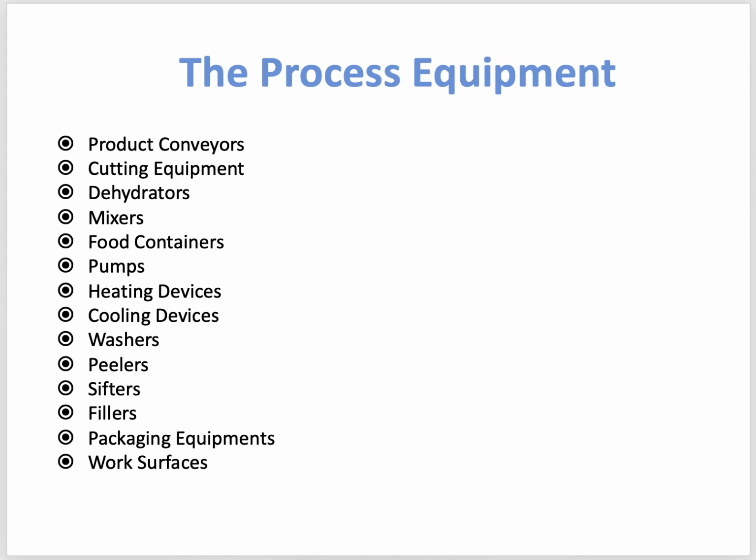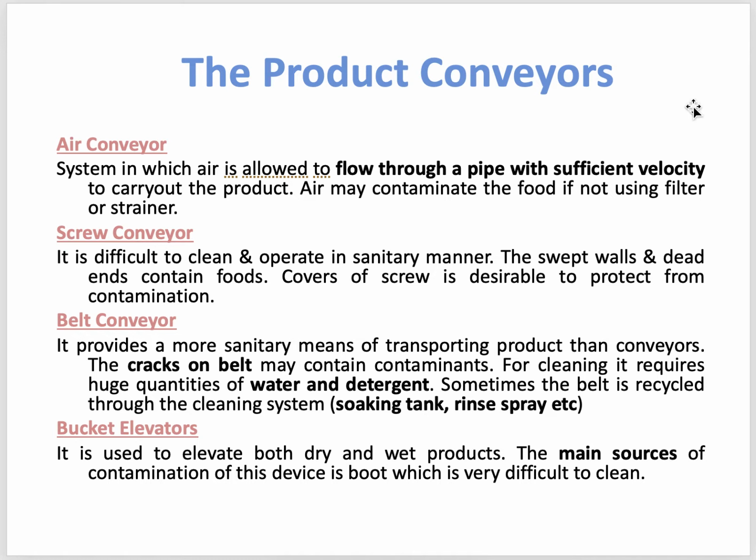First, start with the product conveyors. In industry, different types of product conveyors are used, such as air conveyor, screw conveyor, belt conveyor, bucket elevators. If you Google this, you will find some more about this, and you can see many different photos of these different types of conveyors.